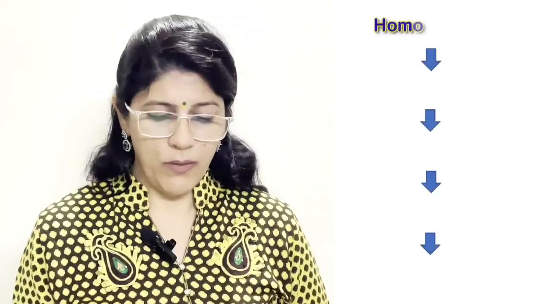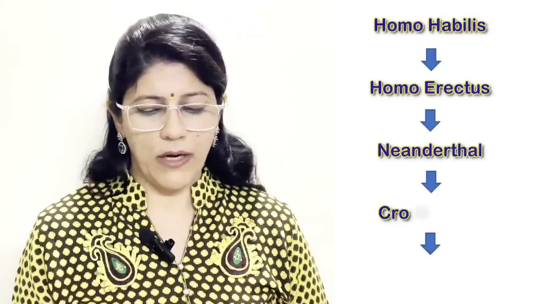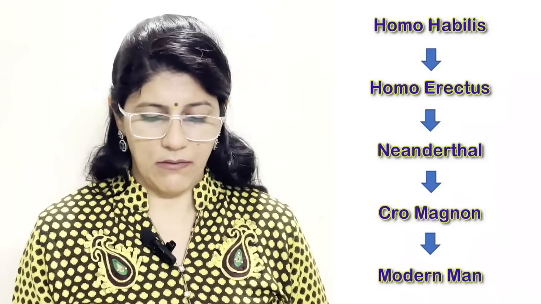open. Last is Neanderthals, Homo habilis, Homo erectus, Cro-Magnon or modern man. So starting with Homo habilis, Homo erectus, then Neanderthals, then Cro-Magnon and modern man.